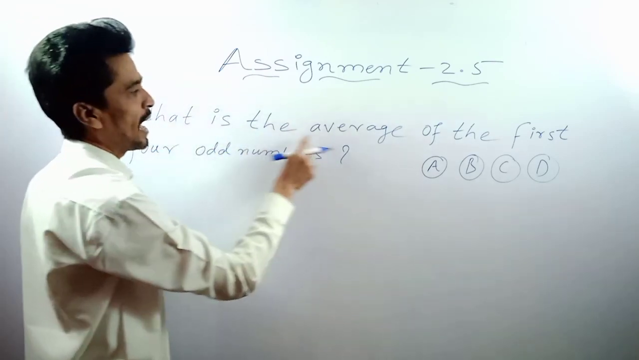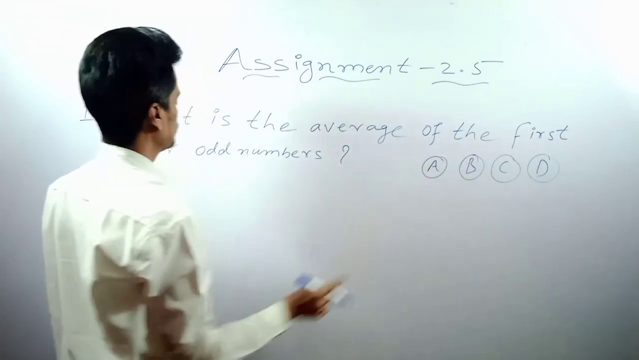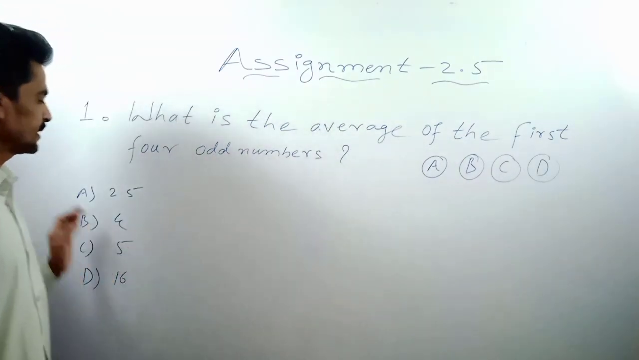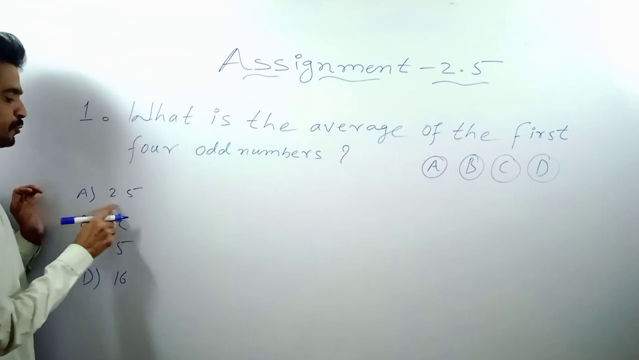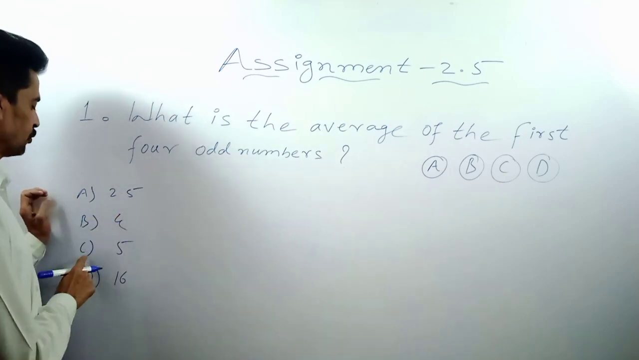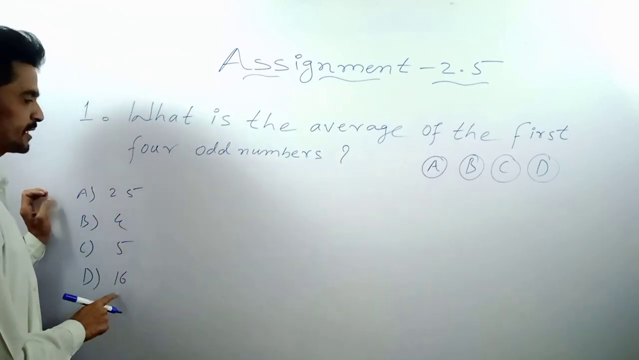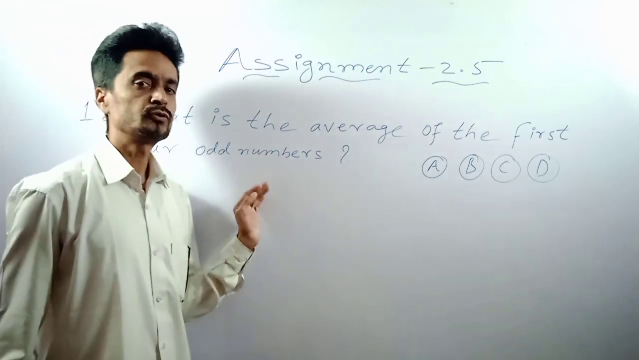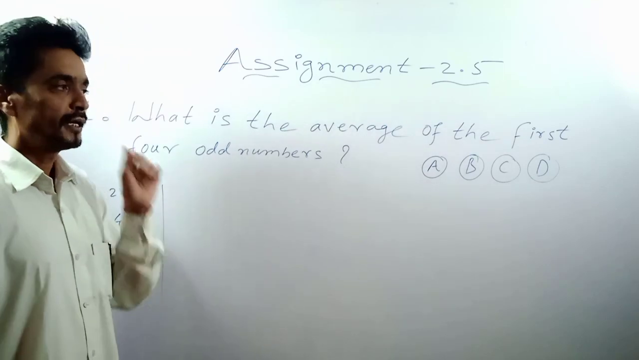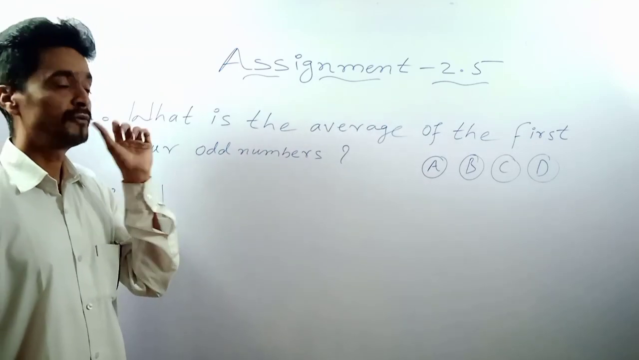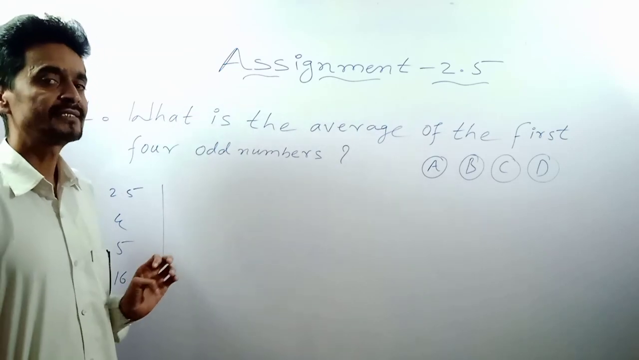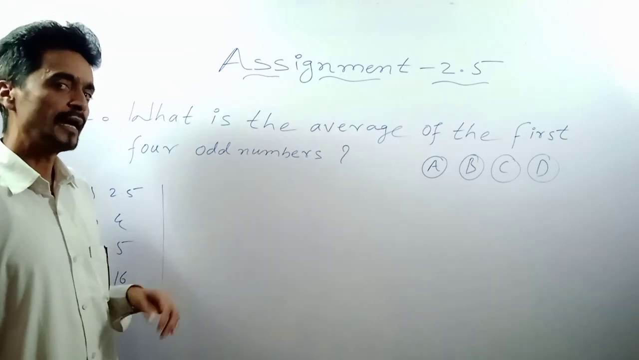What is the average of the first 4 odd numbers? And options are here. Option A 2.5, option B 4, option C 5 and option D 16. So how to find out? We know the average. How to find out the average? In our important notes video, I have taken all important notes, so please kindly go through that video.